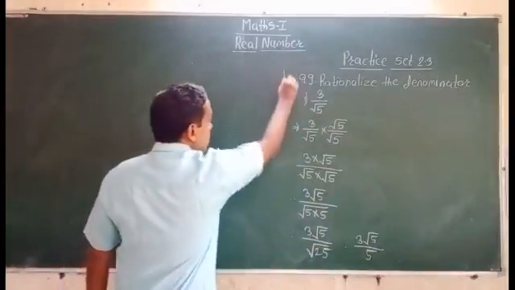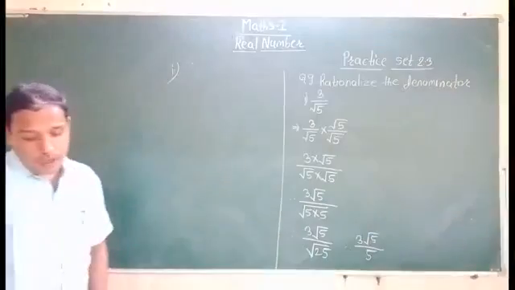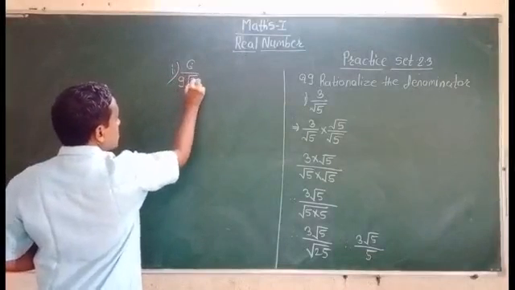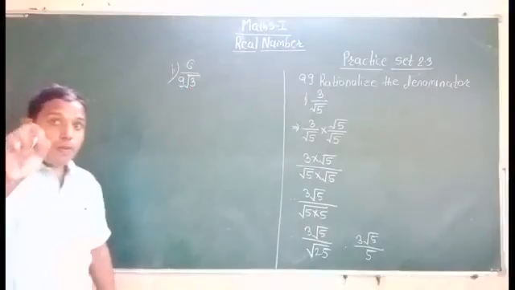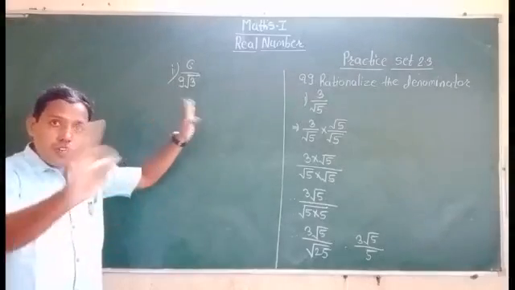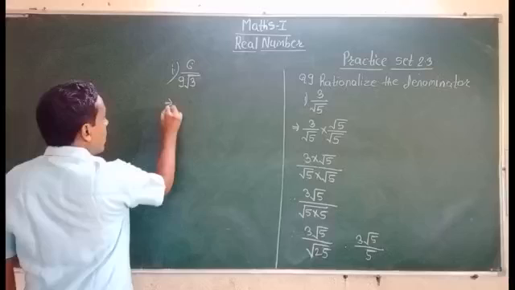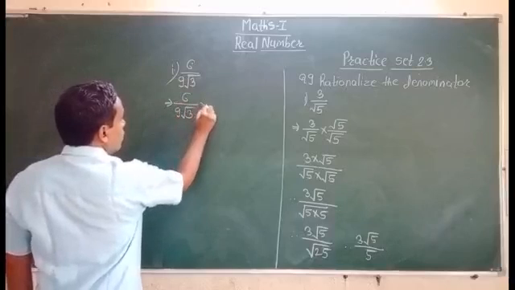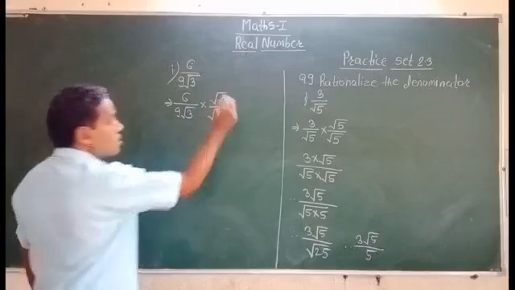Let's take one more example. In that example it is 6 upon 9 root 3. You will think only about the root 3, never the 9. The 9 comes, don't mind, but the root 3 is the only surd. You will multiply 6 upon 9 root 3 into root 3 upon root 3.